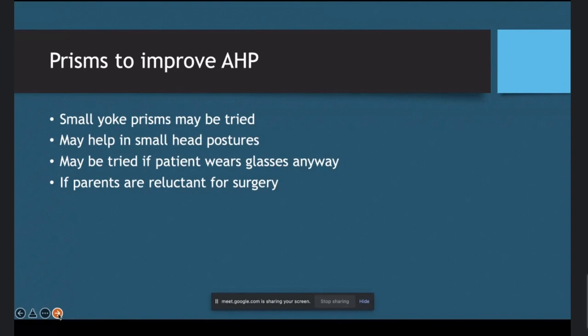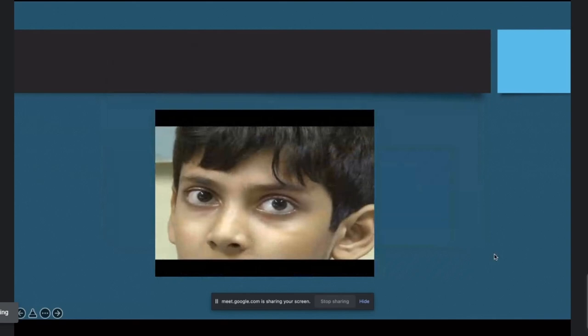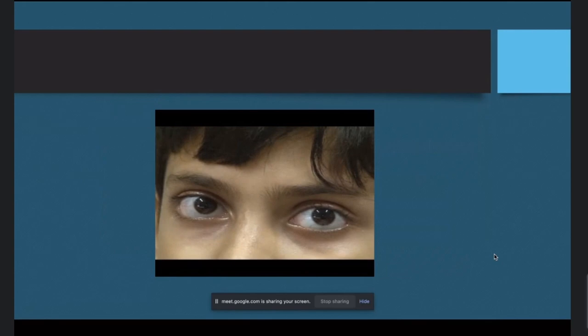What about prisms to improve abnormal head posture? You can try what is called a yoke prism. What is a yoke prism? ATPGs, what is a yoke prism? Prisms facing in the same direction, ma'am. Apex is good. Very good. Apices in the same direction is called a yoke prism. So you can see a small right face turn. Very, very fine nystagmus. Sometimes you have to see it on slit lamp. Head is straighter with a prism. And so he got a prism.